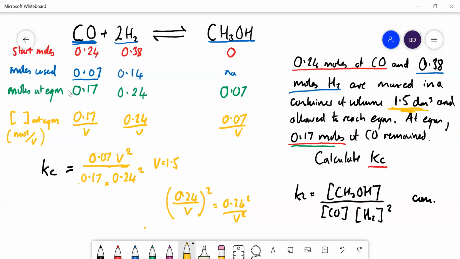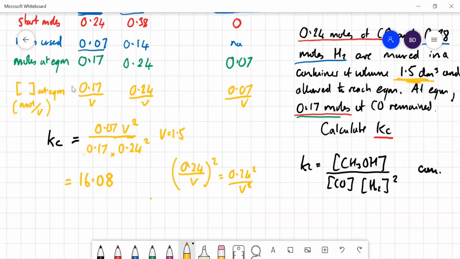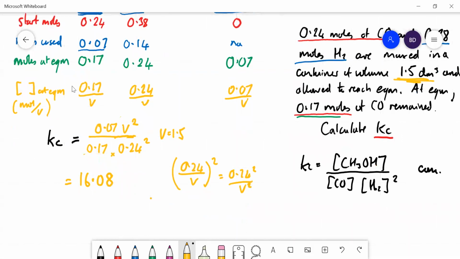Put all your numbers in and you get Kc is equal to, if you work it out, you can do it yourself, but I think it's 16.08. Now, all of my data is only given to two significant figures, so I'm going to just call that Kc is equal to 16. And the units, well, we've worked out the units for this in the previous video, so it's going to be mole to the -2 dm to the 6. Okay, so that's what we're going to do for that one.